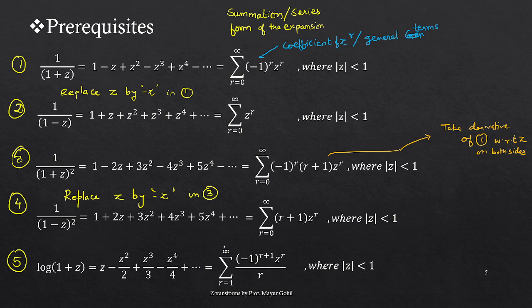And it has a very unique series because r is beginning from 1 to infinity. It's going from 1 and going up to infinity. In the rest of the series it was going from 0. So I have kept a slight difference so that we can remember it properly. And the rth term or the general term coefficient is minus 1 to the power r plus 1 over r. Again, the condition for each of the 5 expansions that you can see is mod z is less than 1.